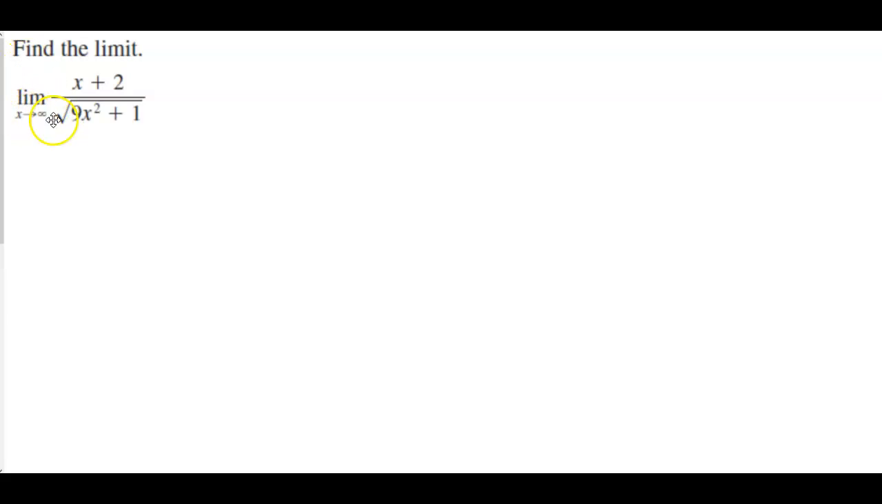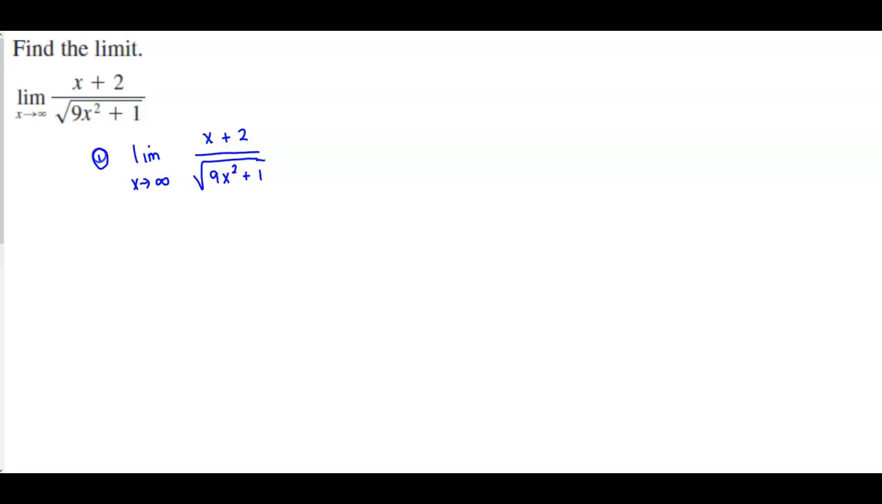Okay, here we want to find the limit as x approaches infinity of the function x plus 2 over the square root of 9x squared plus 1. So what we want to do, again, is to find the limit as x approaches infinity of x plus 2 over the square root of 9x squared plus 1.